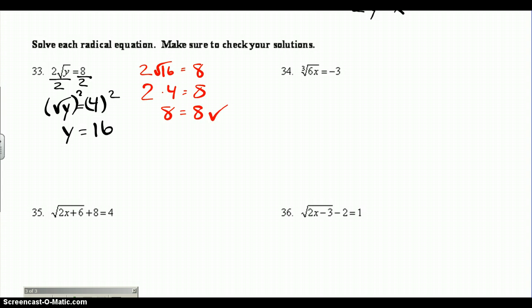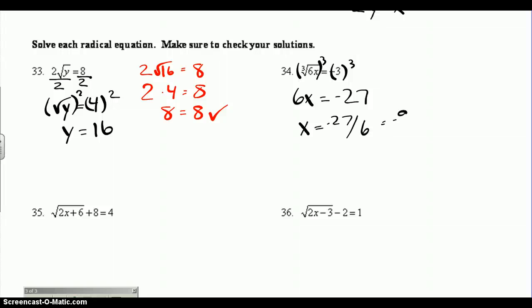Okay, same idea for 34. This whole thing is being cube rooted. So if we have the whole cube root of 6x, I need to undo the cube root by cubing both sides. So I should get 6x on the left and a negative 27 on the right. And now I'm just going to divide by 6. So I get x equals negative 27 sixths. And that can be simplified if you divide the numerator and denominator by 3. This simplifies to negative 9/2.